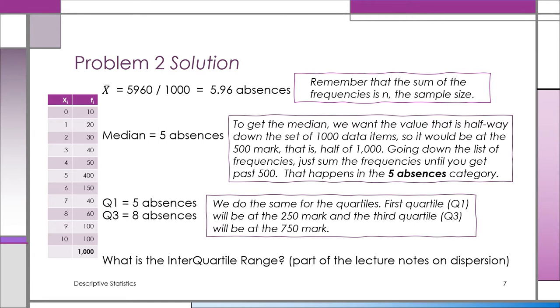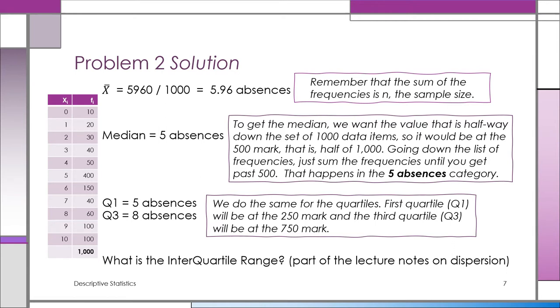By the time we finish the last three, we've used up 100 values. We go to the 4 now, we have another 50, so it's 150. 150 values have been used up. Now the 5s, we can't go past that, because that's 400. 150 plus 400 is 550. We want to get to the 500th value. So somewhere in one of those 5s, that's going to be the median. So the median is 5 absences.